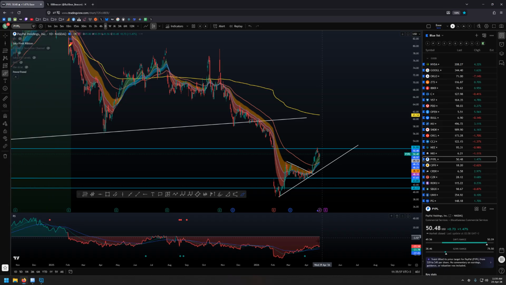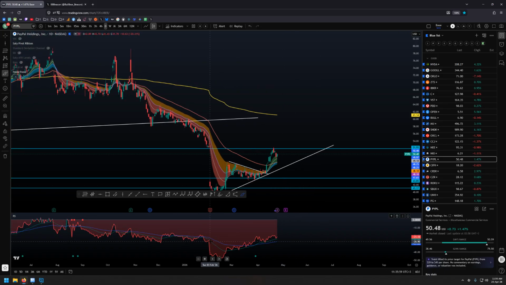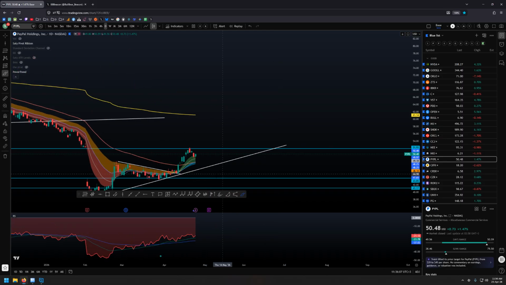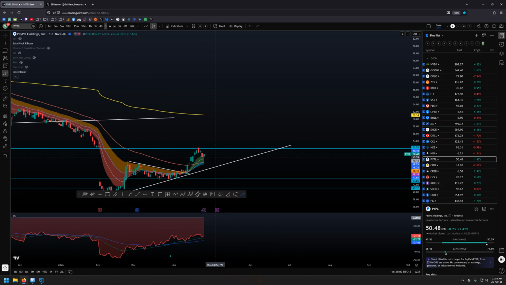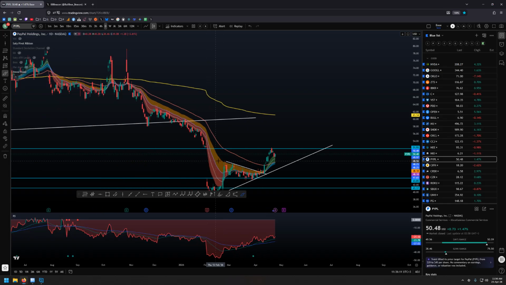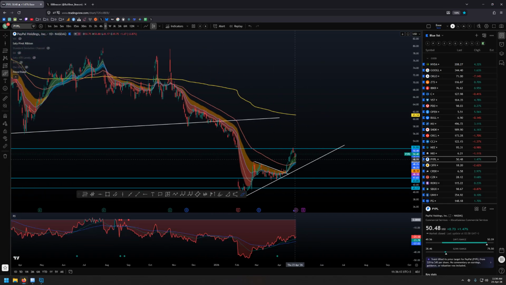PayPal started to look good. We had this capitulation bottom here. Ever since then, we've been in an uptrend. We are above the moving averages, 21 above the 55 soon, or I think it happened on Friday actually. So we are on a timer to a power trend. And surprisingly, this is holding up quite well.